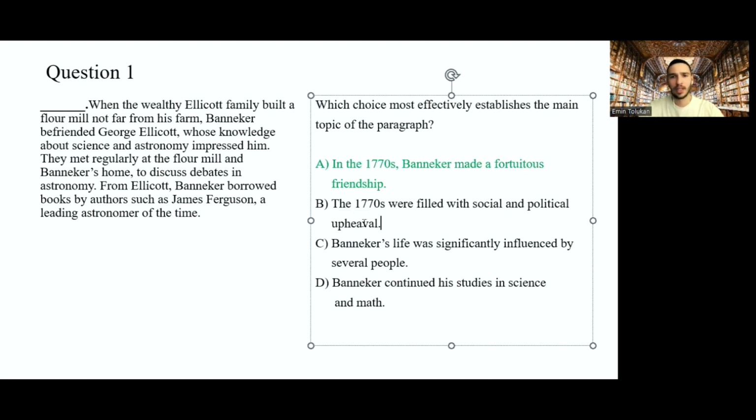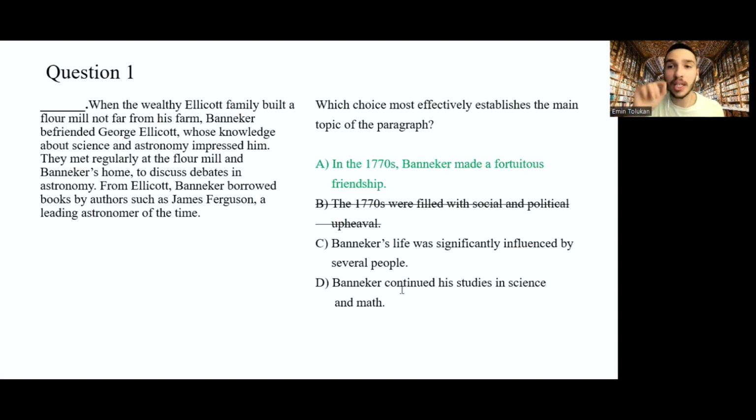Not at all. So B goes away. We eliminate it immediately. C: Banneker's life was significantly influenced by several people. Now here comes the other tip that I want to give you. Whenever you are answering such questions, you have to be very picky. I repeat, very picky about the words that you see in the passage.